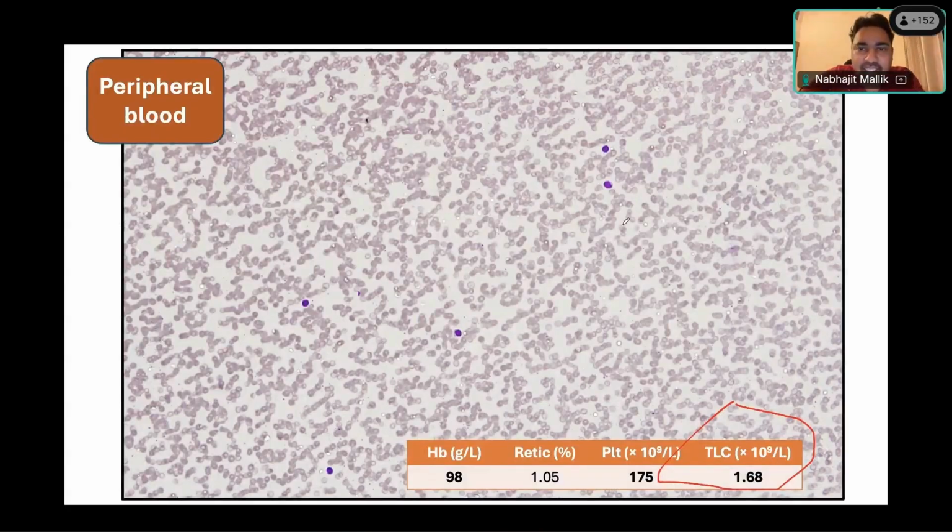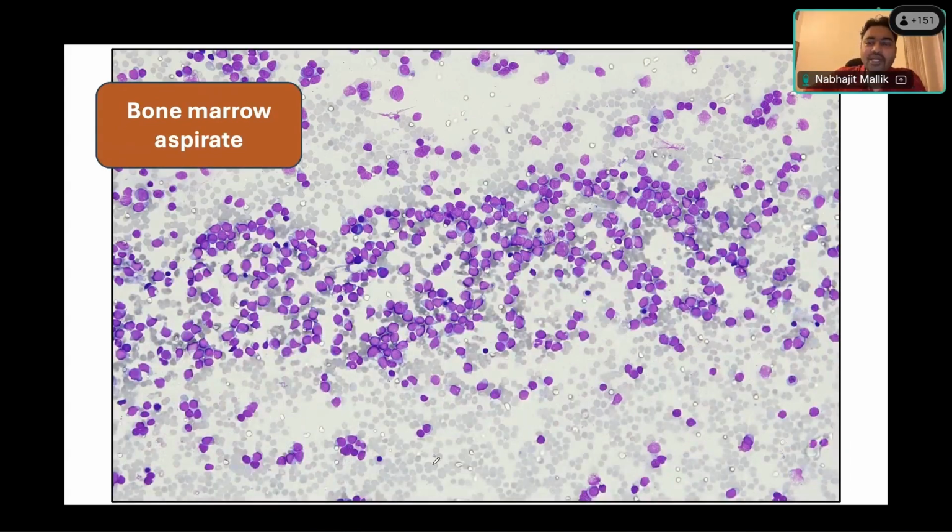The cells that we're seeing here, they look like normal lymphocytes only, right? These look like lymphocytes. So there is definitely a lymphocytic prominence, but the TLC is very low. So probably the patient has a lot of neutropenia that is happening, right? That is a finding that we have here in the peripheral blood. There is neutropenia and there is leukopenia, and there is also mild anemia. So we go to the bone marrow aspirate. What do you see here in the bone marrow aspirate?